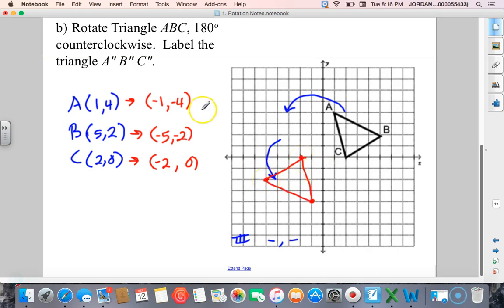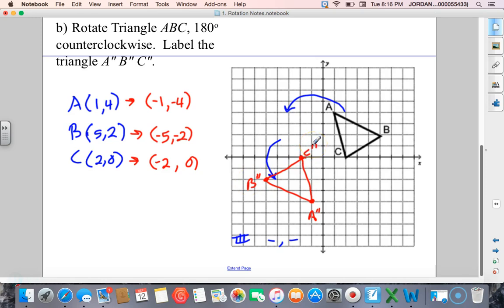Okay, now negative 1, negative 4 is our A prime, actually A double prime, because we wanted to label it A double prime, B double prime, C double prime, so there are 2 prime indicators right there. And then B is going to be the one that rotates all the way over here to negative 5, negative 2, so that's B double prime, and this one will be C double prime.